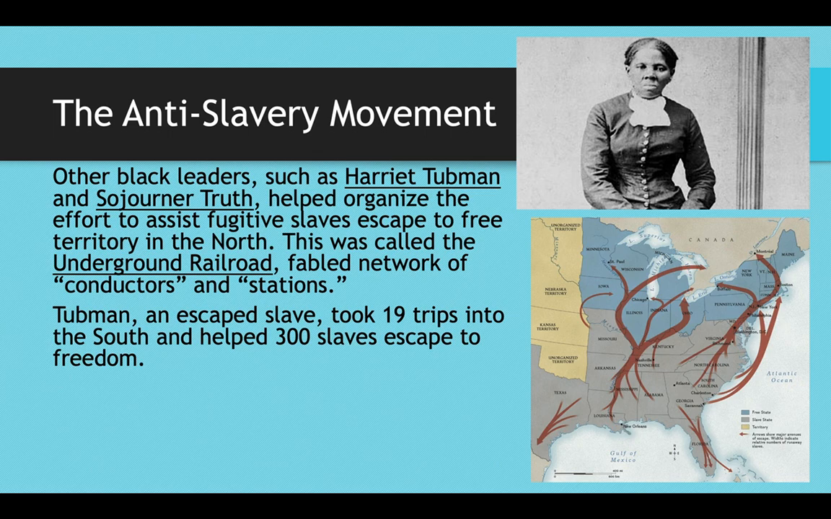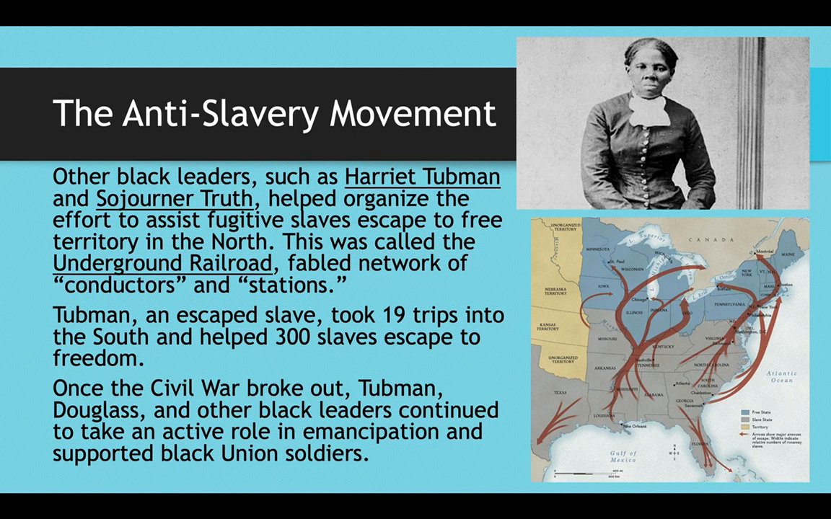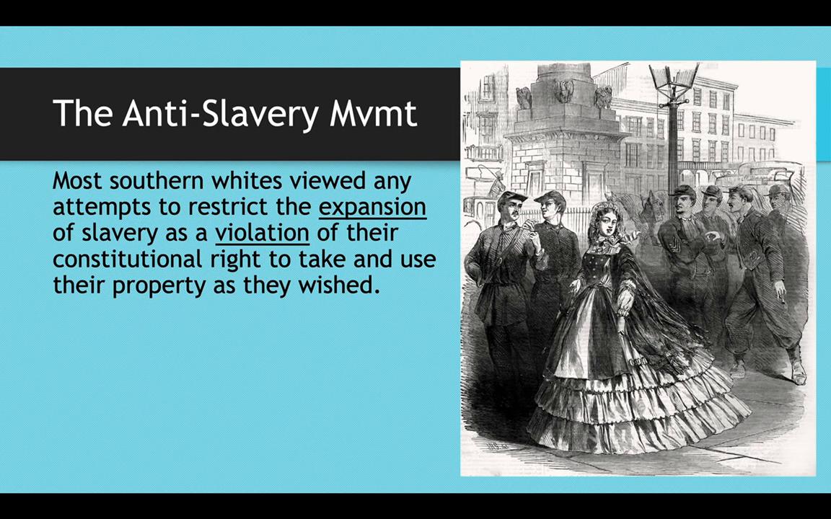Tubman herself was an escaped slave, and after escaping to the North, she then came back to the South to help others escape now that she knew the way. She took 19 trips into the South and helped 300 slaves escape to freedom. Now, once the Civil War broke out, Tubman, Douglass, and other black leaders continued to take a very active role in emancipation efforts, and they also supported black Union soldiers.